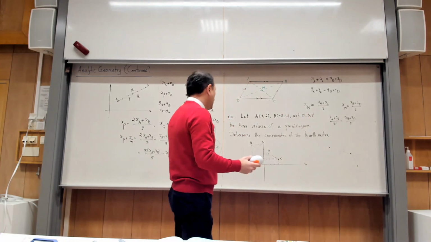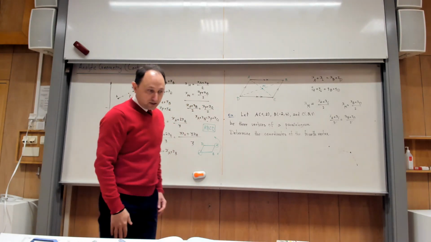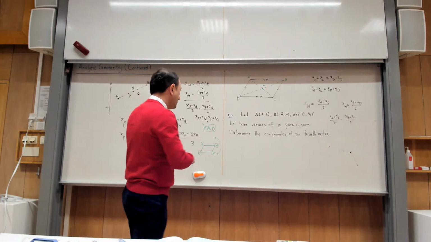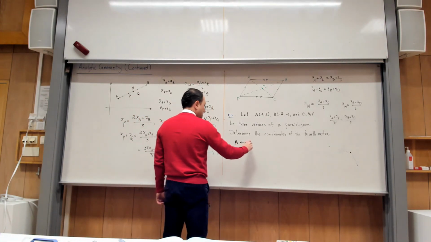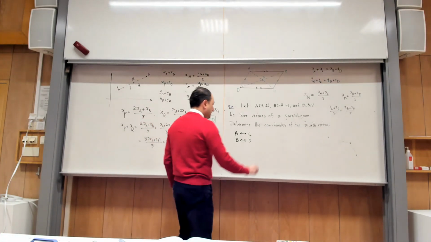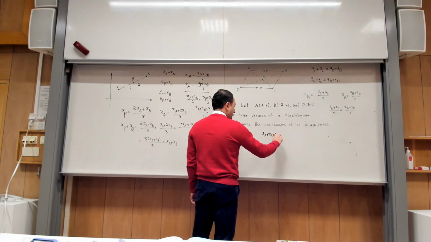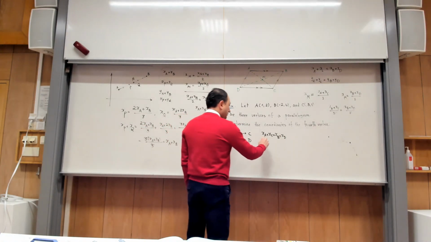Yes? Okay, so one case is to consider A opposite to C, B opposite to D. If that is the case, then it means that x of A plus x of C should be x of B plus x of D. Yes? And the same thing for y.